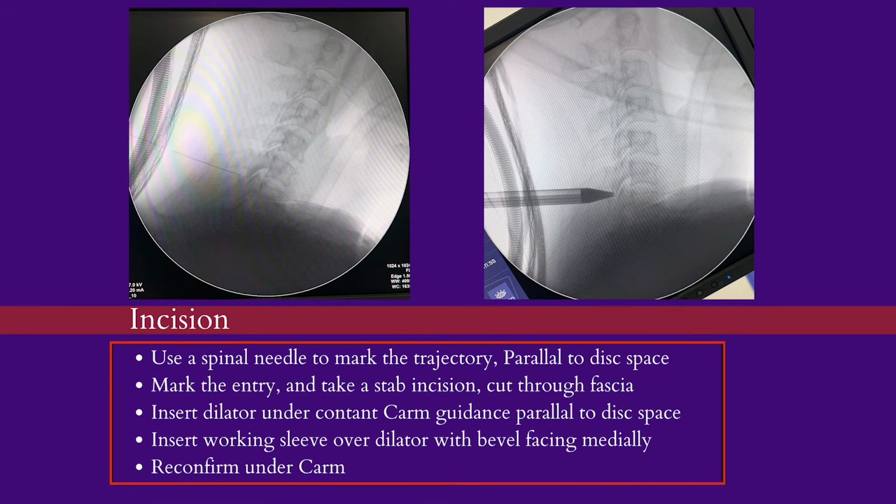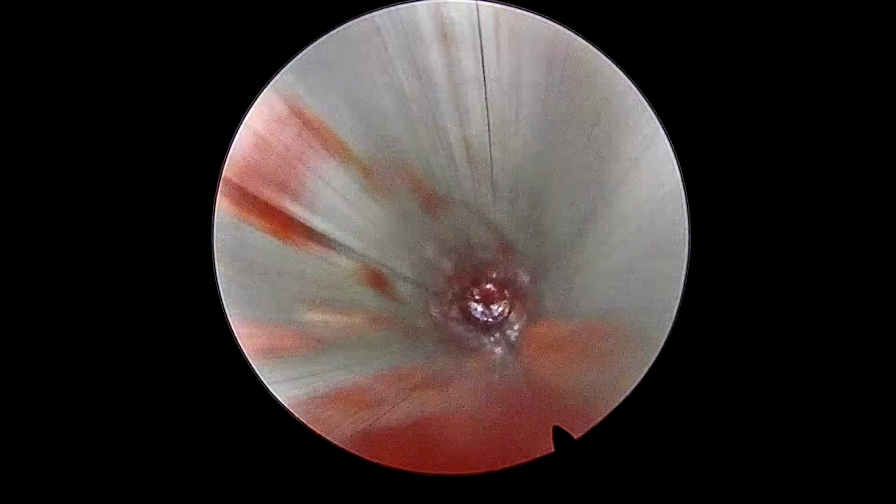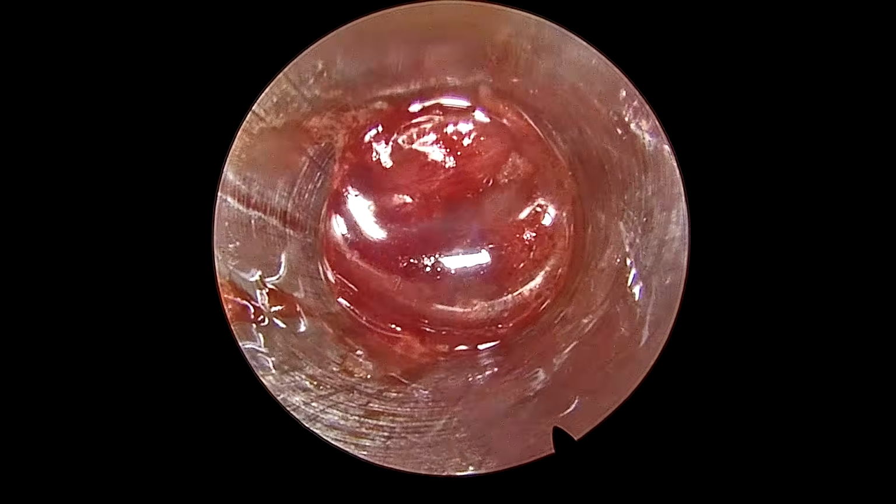So once you have inserted the working sleeve, remove the dilator, and this is the time you have to again confirm the level of your working sleeve under C-arm, because the chances of your working sleeve slipping either to the upper level or the lower level is very high in the cervical spine. So now we are going to see the uncut video of the entire surgery here.